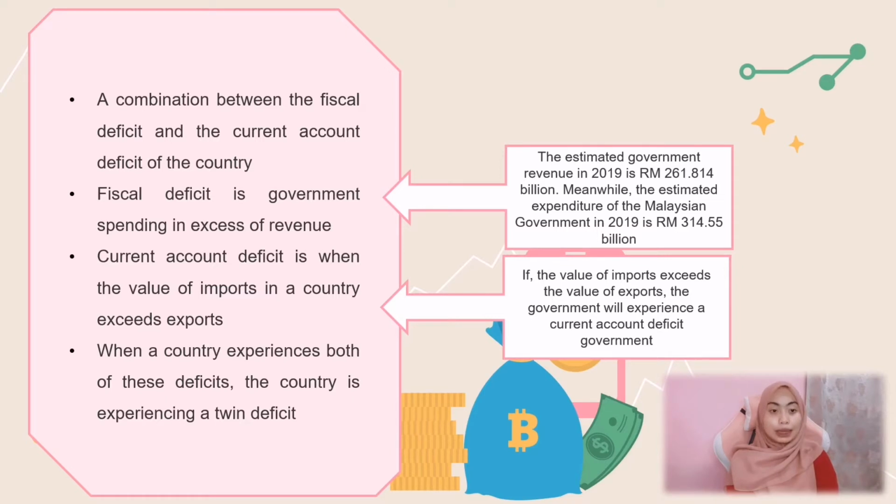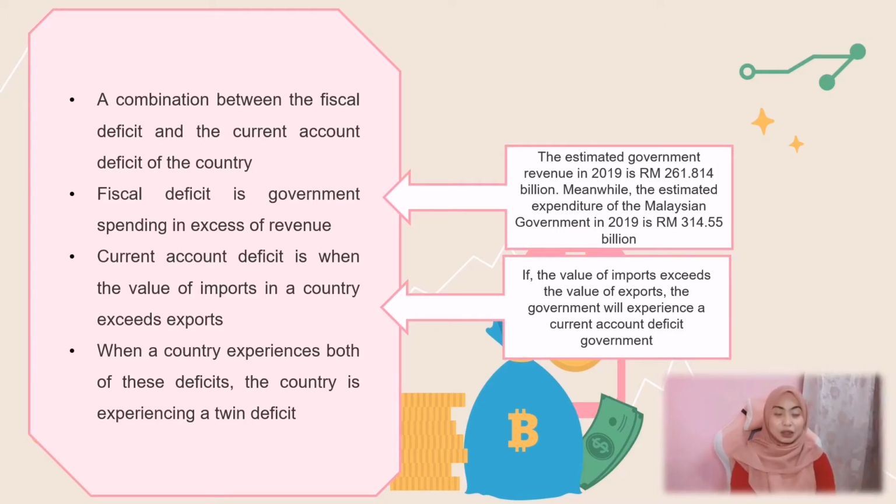For example, in the 2019 budget presented by the Malaysian Minister of Finance, YB Lim Guan Eng, in November last year, the estimated government revenue in 2019 is 261.814 billion ringgit. Meanwhile, the estimated expenditure of the Malaysian government in 2019 is 314.555 billion ringgit. This means that the government spends more than its revenue.